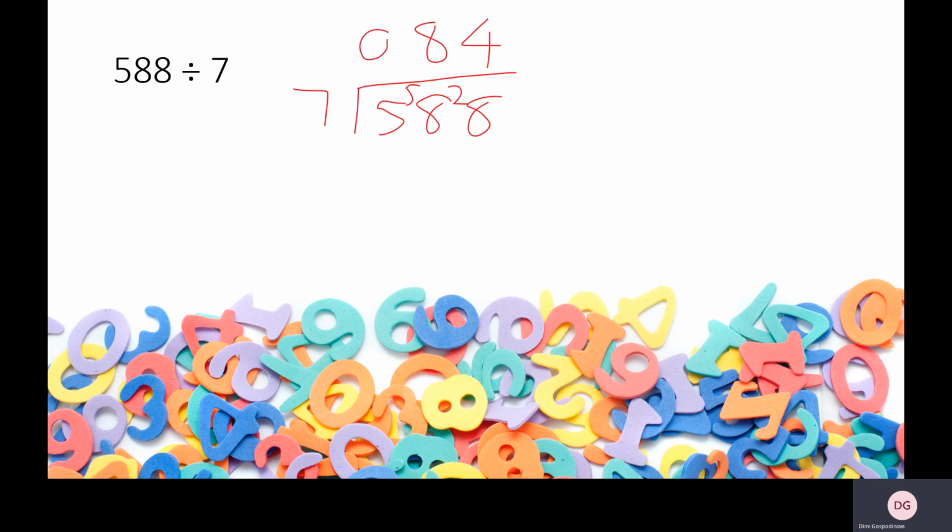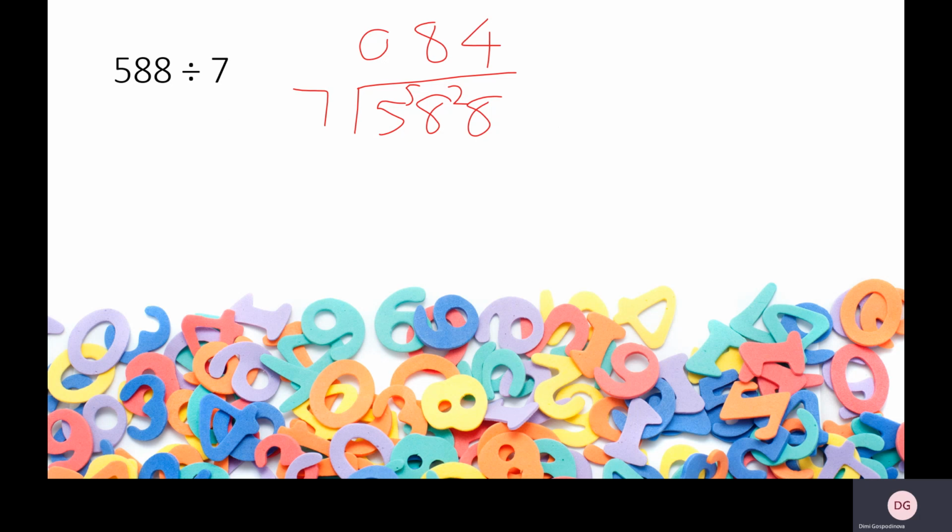How do we divide 588 by 7? We use the bus stop method. Now we start with how many 7s go into 5. Because 7 doesn't go into 5, we put a 0. And then we move or carry the 5 so that we can make the number 58.